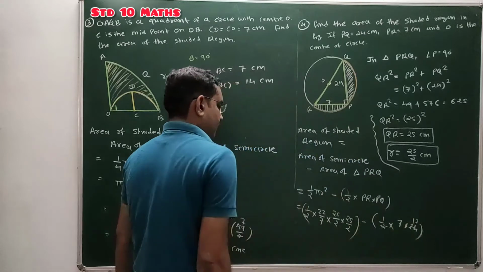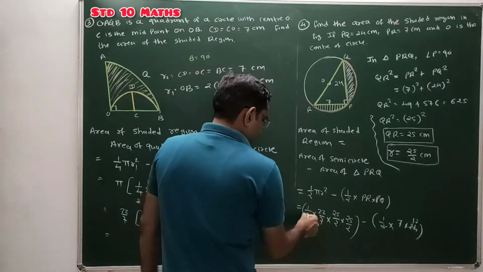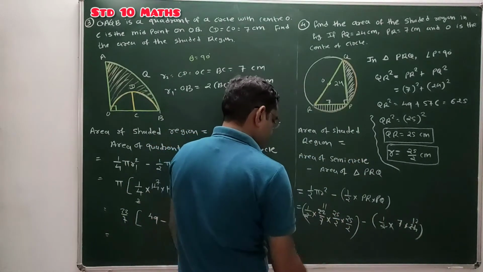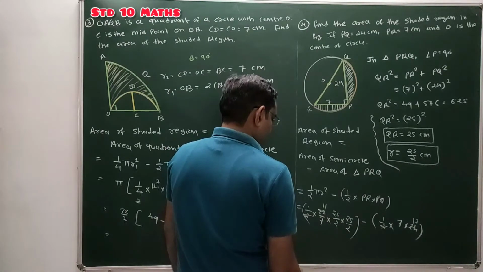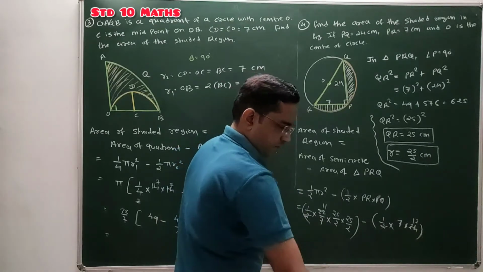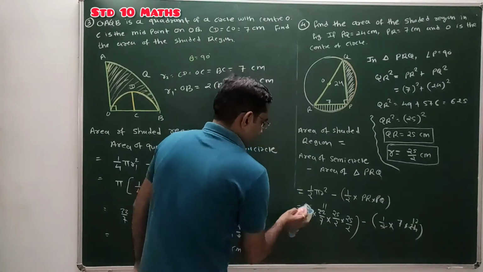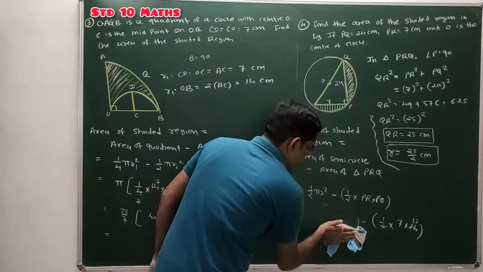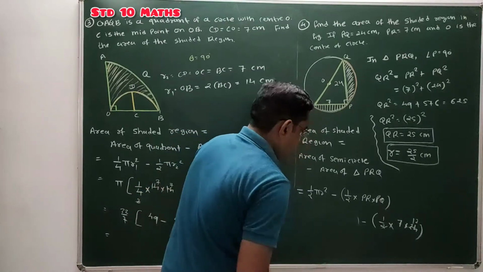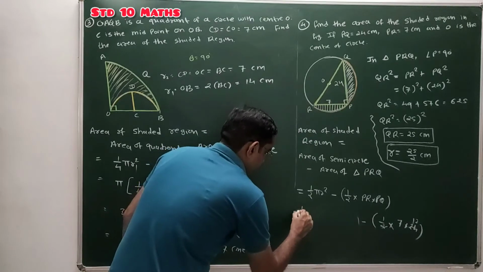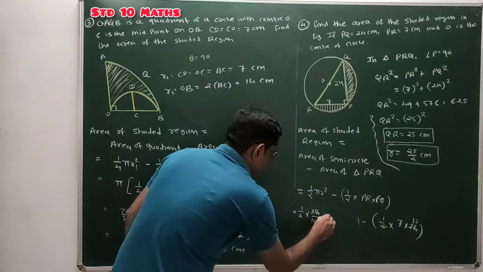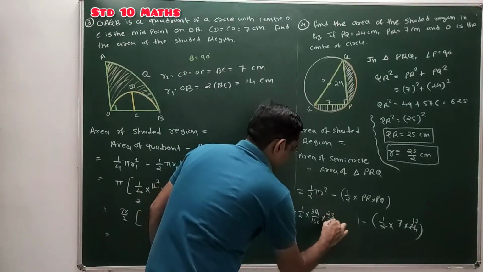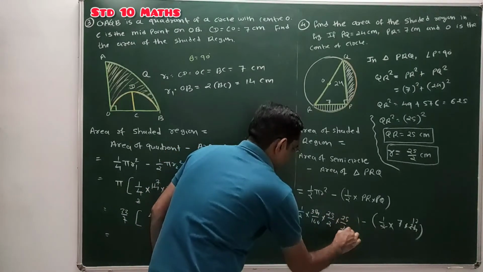12 7s are 84, and here 2 11s are, nothing else will happen, simplification. So instead of taking this 22 by 7, it will be easier if you take the value of pi as 3.14. So this will be equal to 1 by 2 pi, 314 by 100 into 25 by 2, 25 by 2.